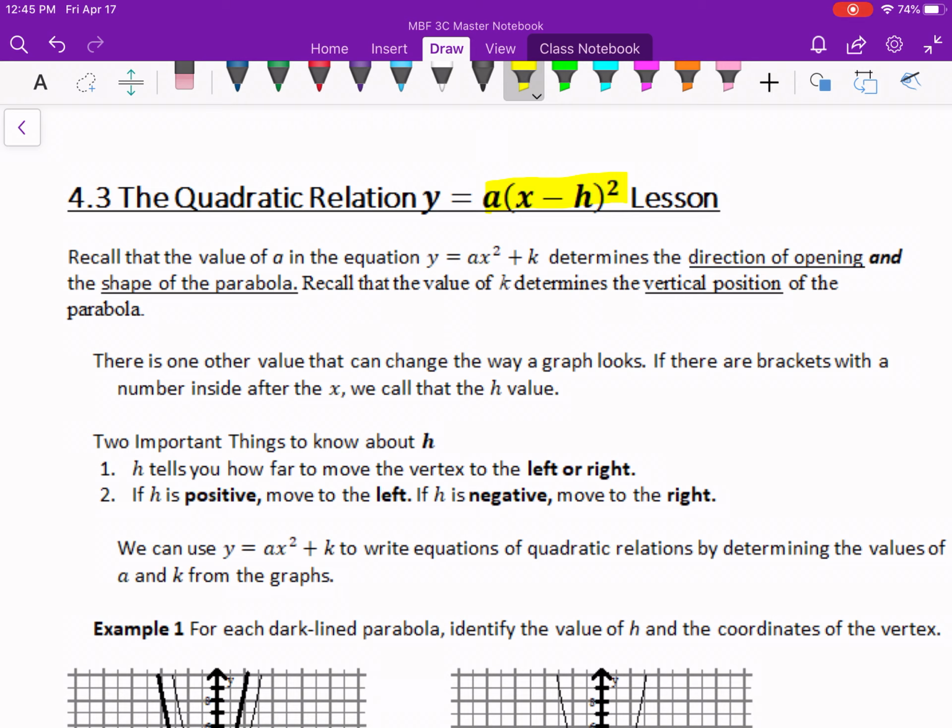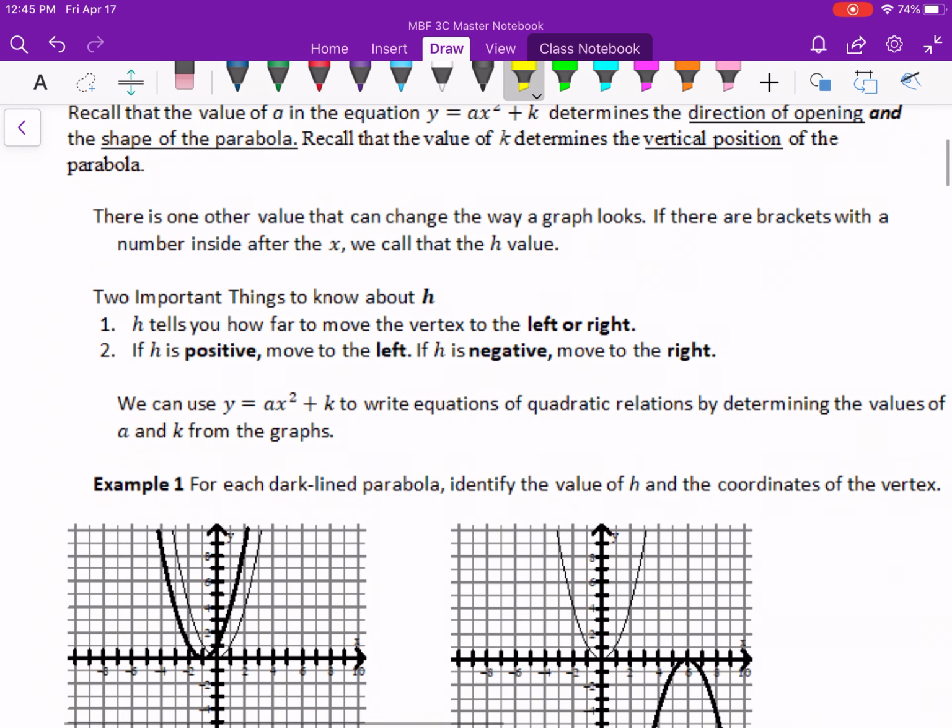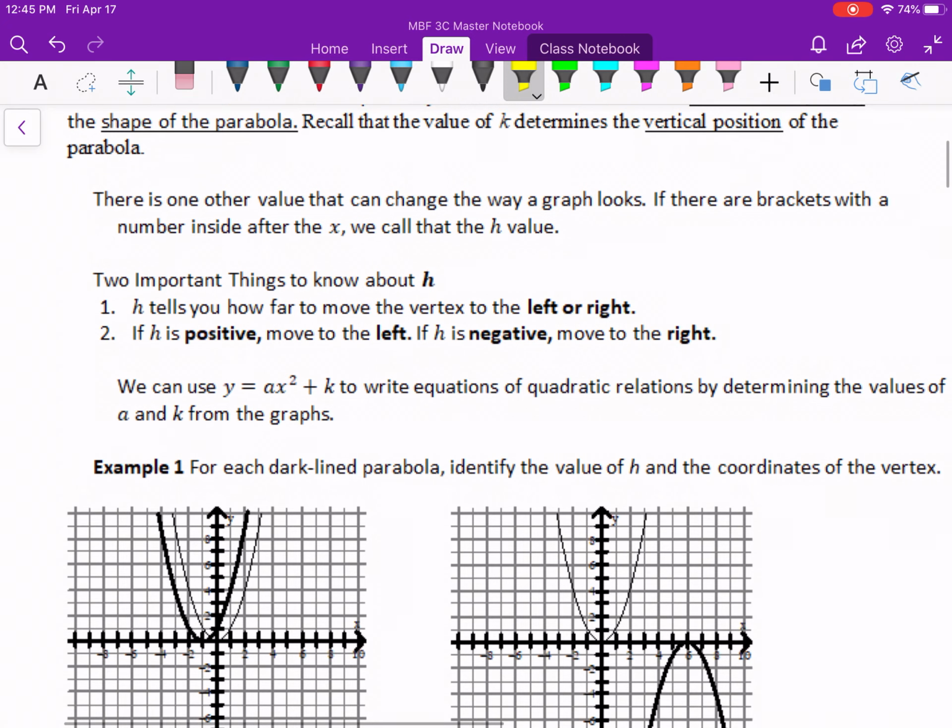So we're still going to be using a. Remember, it gave us the direction of opening and the vertical stretch or compression. We're not going to worry about vertical shifts today, but we're going to add in a letter h, which will actually give us a horizontal shift. So there are two important things to know about h.